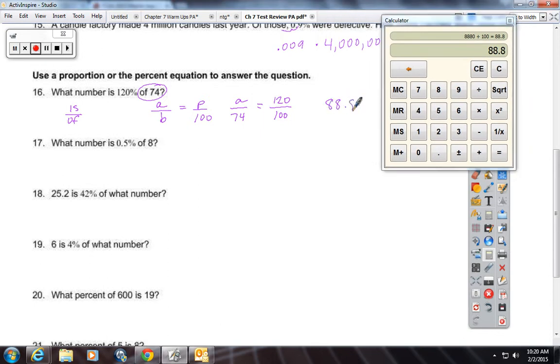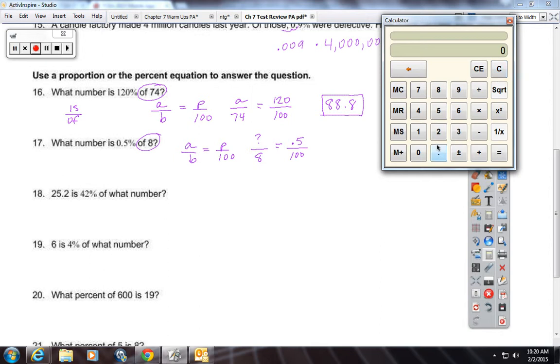Number 17, what number is 0.5% of 8? Again, A over B is P over 100. I have the P, it's 0.5 over 100. I have the of 8. Of means the base. So I'm trying to find the part. I'm going to take 0.5 times 8 and then divide by 100. And I get 0.04. All right, that was number 17.